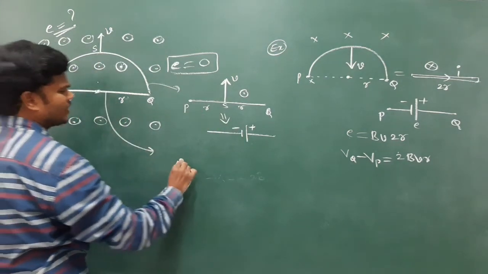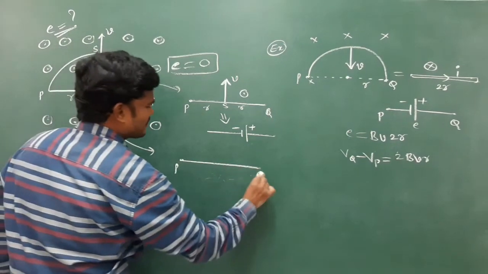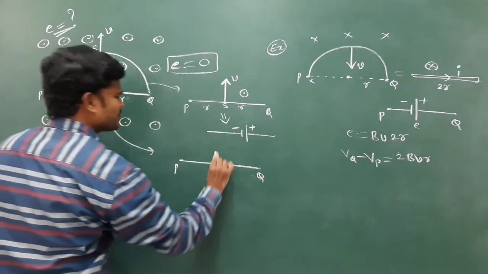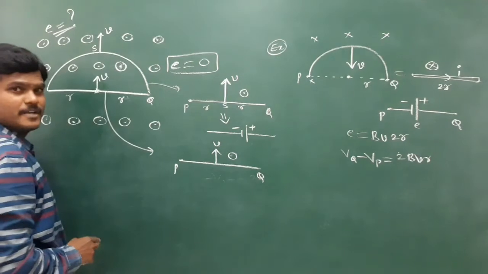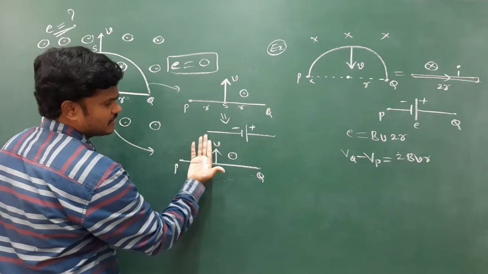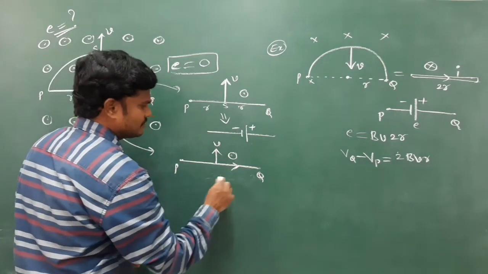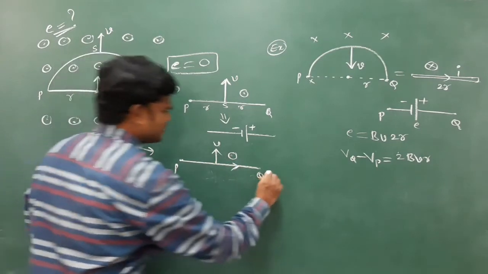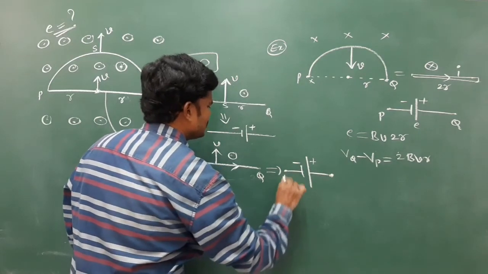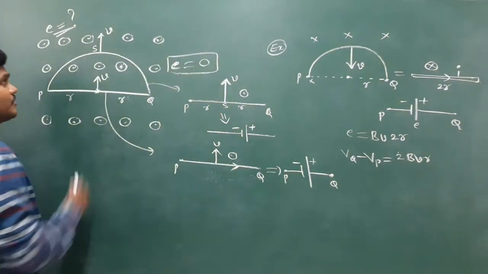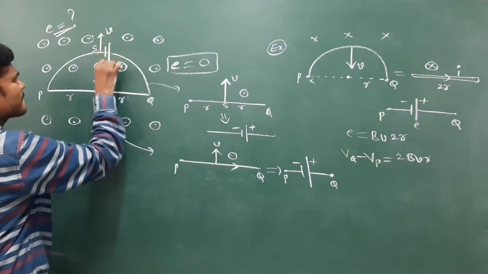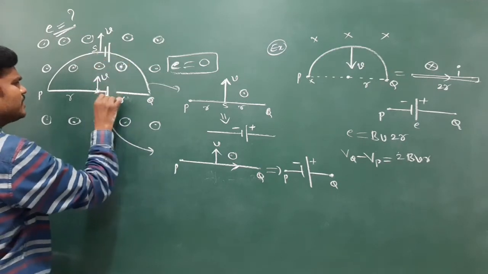And replace this one with one more wire, P, Q, and C. This is also moving up with the speed V in the outward magnetic field. So V cross B again. The EMF is this side. So you replace this one with one more battery symbol. Because the length is the same, the EMF will be the same. So here this wire is replaced by one battery symbol, and this also replaced by one more battery symbol.